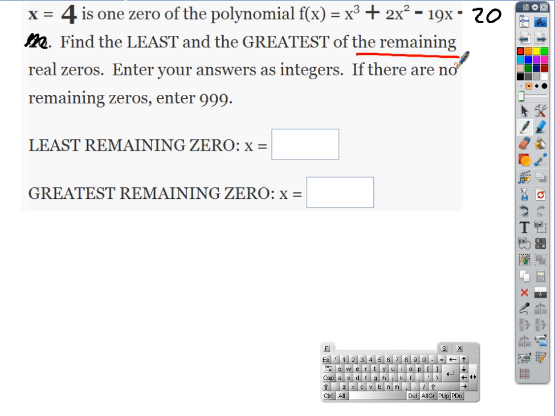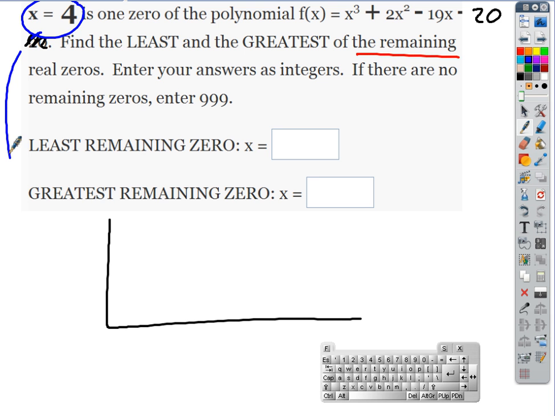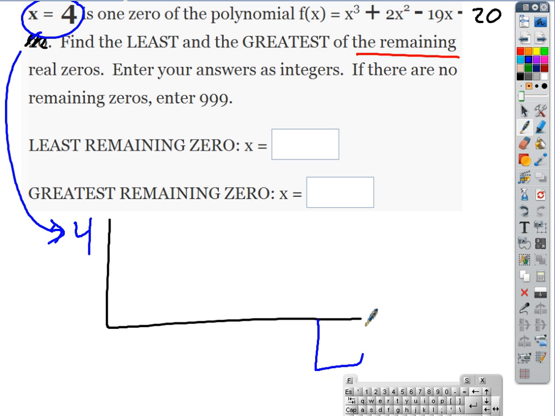Synthetic division, absolutely. So we'll just set up a synthetic bracket. What number goes out front? 4. There's our 4. And then the coefficients are what? 1, 2, negative 19, and negative 20, right? Okay, and then how do we do this synthetic thing again?